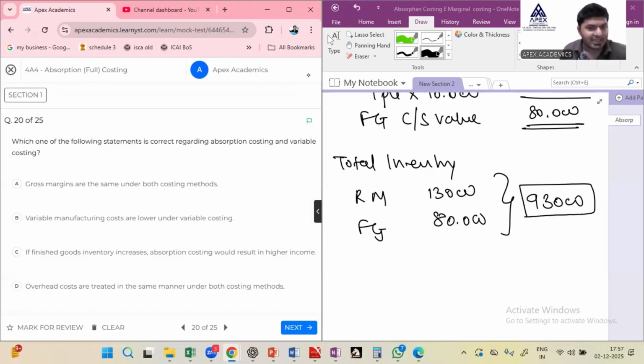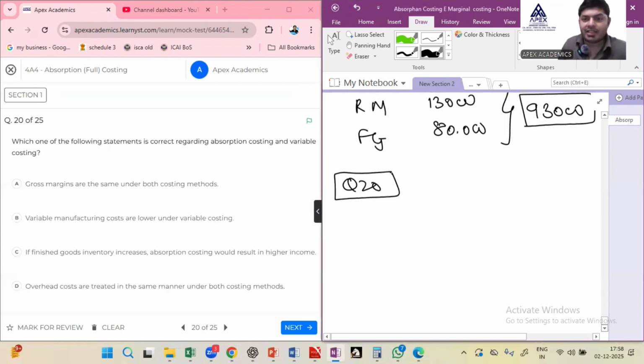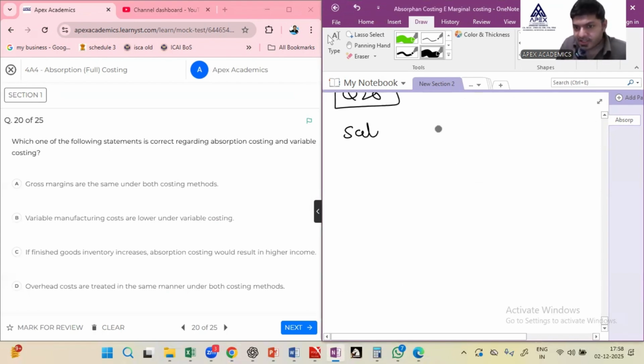Gross margin is the same under both methods. No, they cannot be the same under both methods. Please try to understand that cost of goods sold is going to be different, because of the valuation. What are they saying? They are saying gross margin is the same. See, what is gross margin? Sale minus cost of goods sold is equal to gross profit.